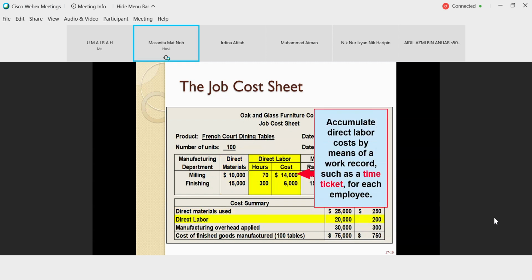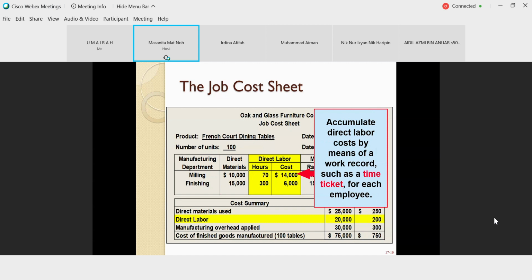Lepas tu untuk direct labor pula nak tahu kat mana? Macam mana nak tahu berapa total hours apa semua ni? Okay, dia akan tengok daripada work record, ataupun tengok time ticket. Time ticket ni tahu tak? Punch card tu kan, bila employee masuk kerja tu dia orang kena punch kat situ pukul berapa dia masuk and then punch juga sekali lagi bila pukul berapa dia orang keluar.